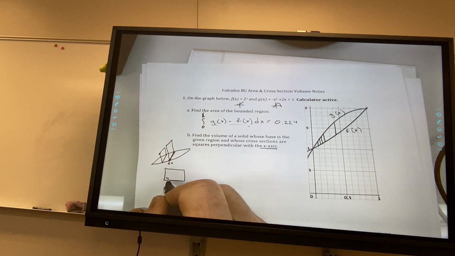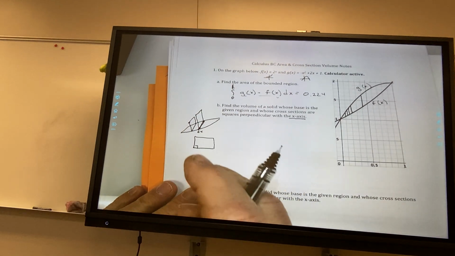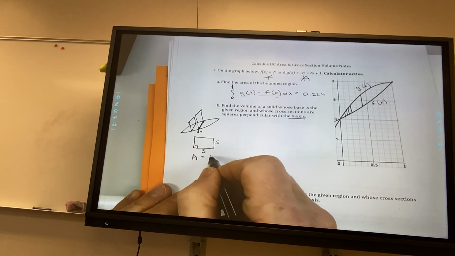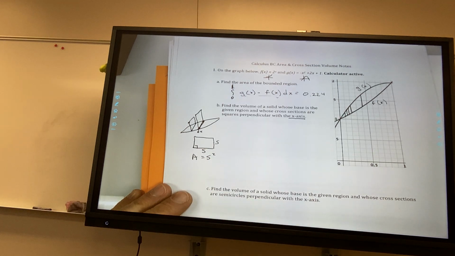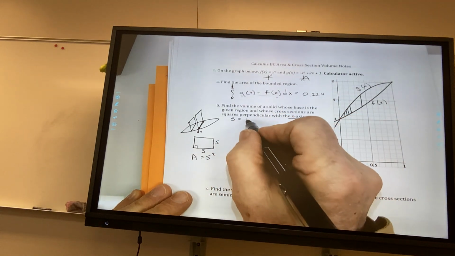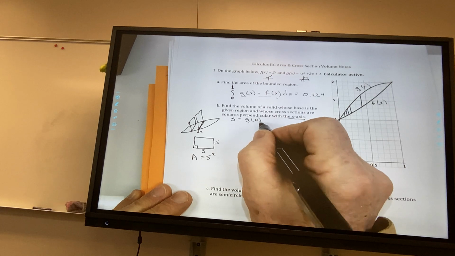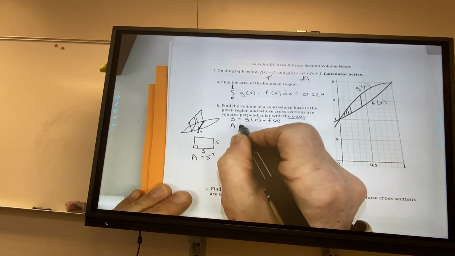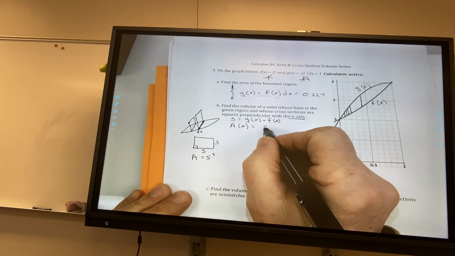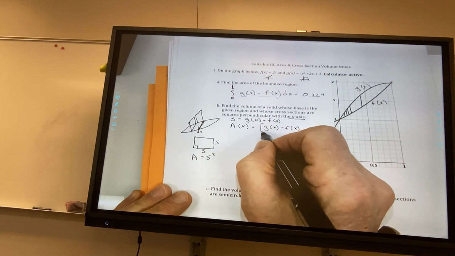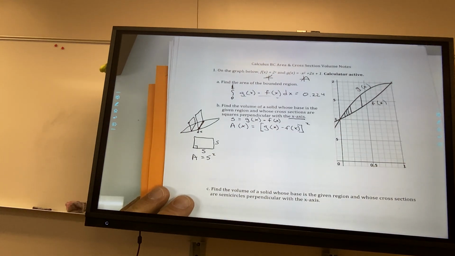It's a square. And they're going to expect that you know how to figure out the area of a square. Here's S, here's S. That means my area is equal to S squared. So S is equal to top minus bottom. So in terms of x, I have a function that's going to be g of x minus f of x squared. Okay?